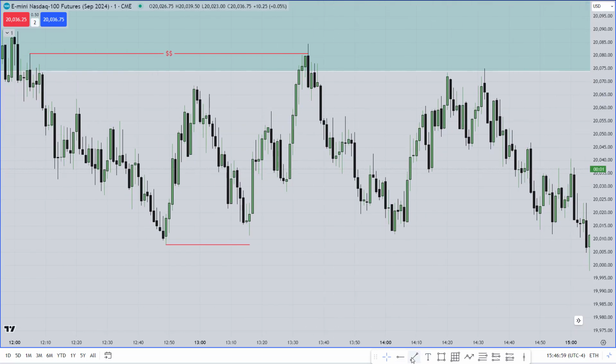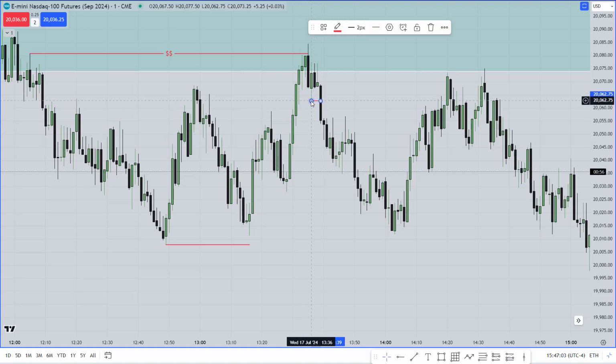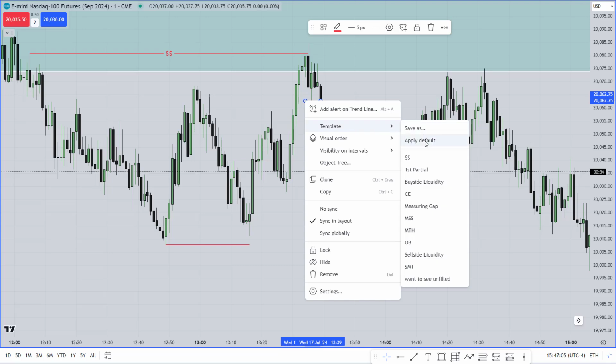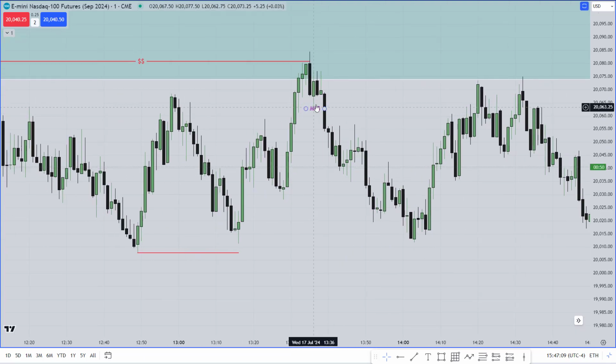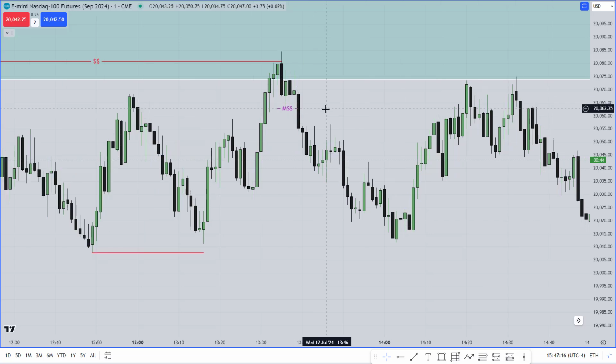Now you can see this is a lower market structure shift over there. That was a market structure shift. In my opinion, this is not a valid market structure shift because this swing low is not valid. First of all, this is not even a swing low and it didn't trade in fair value gap. Either way, it's not a market structure shift.